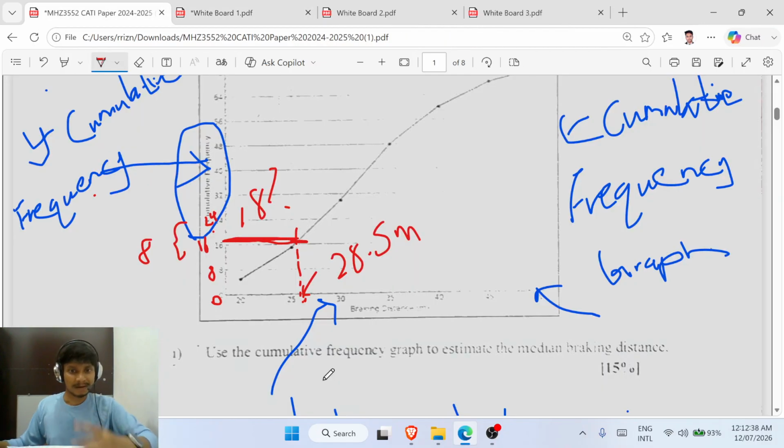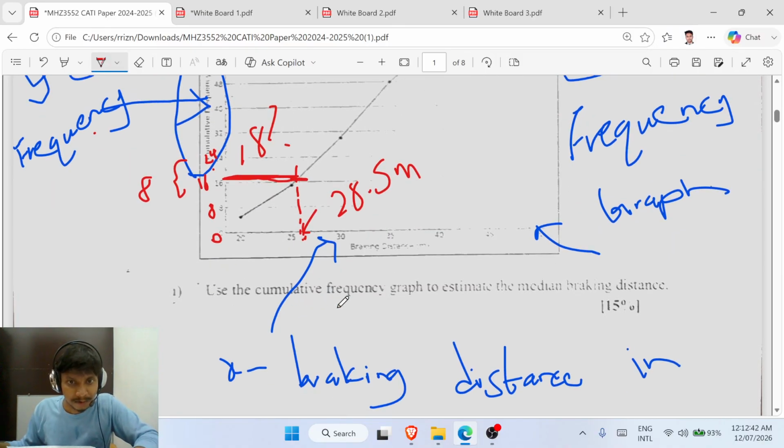Okay, now let's move to the question. The first question is: use the cumulative frequency graph. This is the cumulative frequency graph. Use the cumulative frequency graph to estimate the median braking distance.